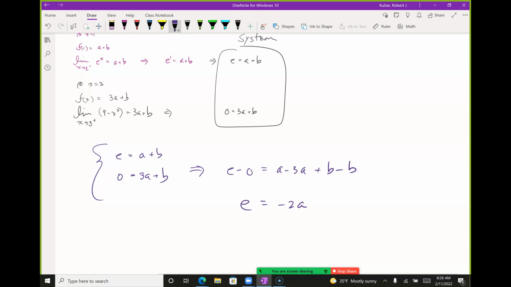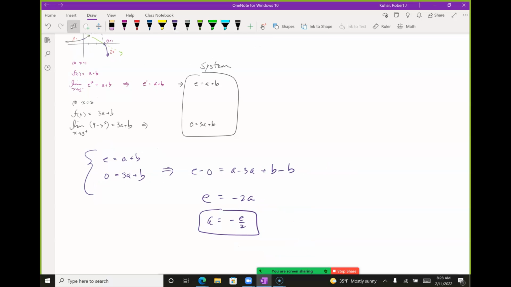So I get e equals negative 2a, or better yet, a equals negative e over 2. So that's my slope. Everybody with me here?